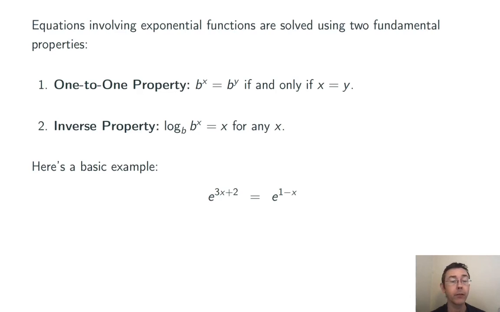e to the 3x plus 2 equals e to the 1 minus x. So this one's solved using that one-to-one property. We have the same base on both sides. So in fact, 3x plus 2 has to equal 1 minus x. Now we just have a basic two-step equation to solve. We put all the x's on one side, all the constants on the other, divide by that factor of 4 to get x all alone. x is negative a fourth.